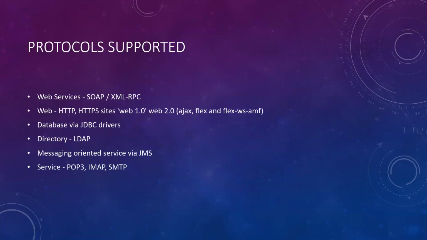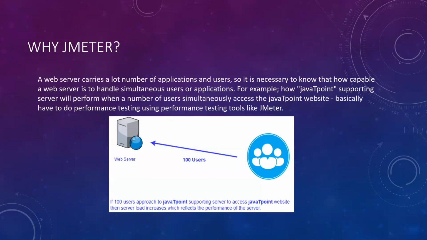Protocols supported by JMeter are web services, SOAP and XML-RPC, web HTTP and HTTPS sites, web 1.0, web 2.0, database via JDBC drivers, directory, messaging-oriented services via JMS, mail services such as POP3, IMAP and SMTP. Why JMeter?